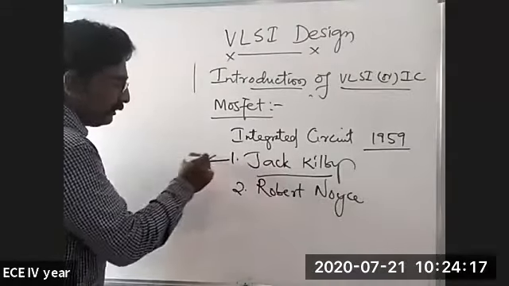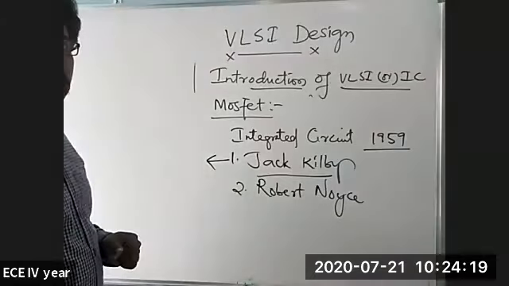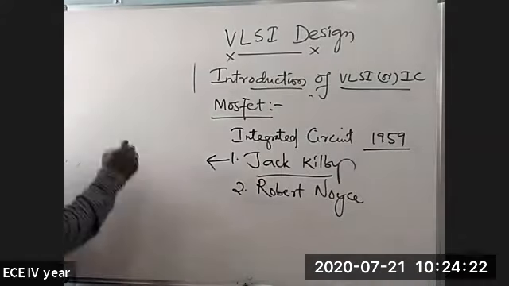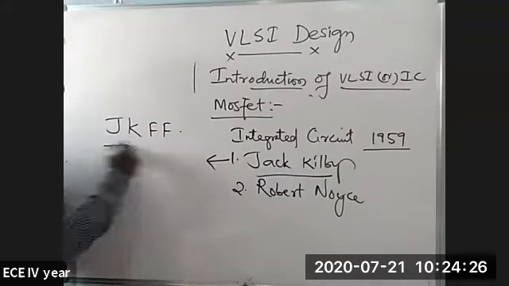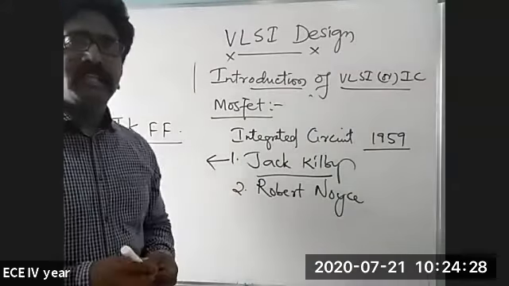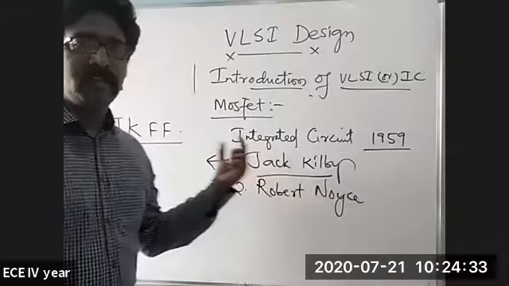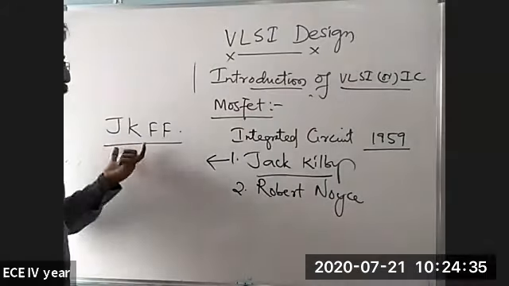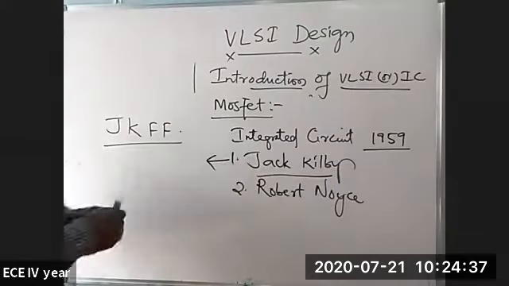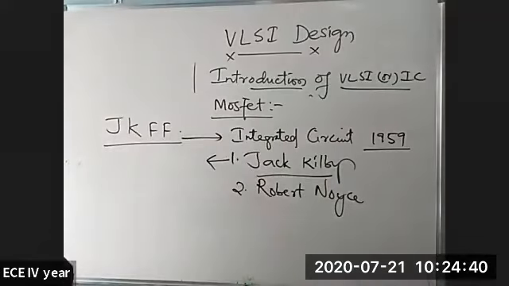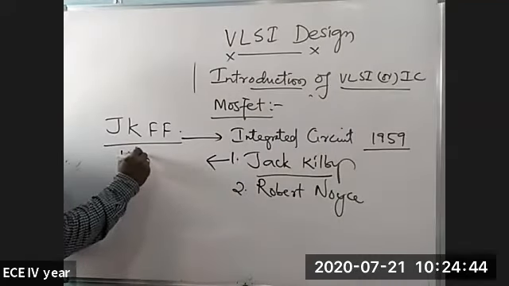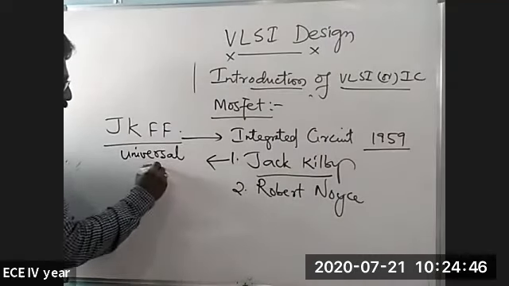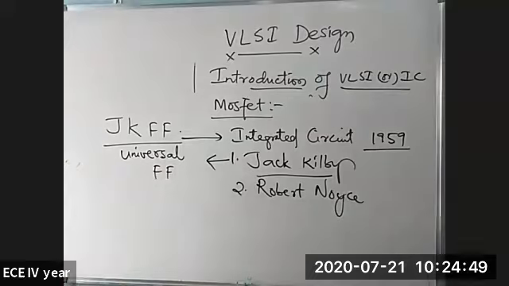He's the guy who invented the well-known device or circuit called the JK flip-flop. J and K are nothing else but Jack and Kilby: J stands for Jack and K stands for Kilby. So that's how the JK flip-flop was invented by Jack Kilby, and this is the first integrated circuit. The JK flip-flop is also known as the universal flip-flop.